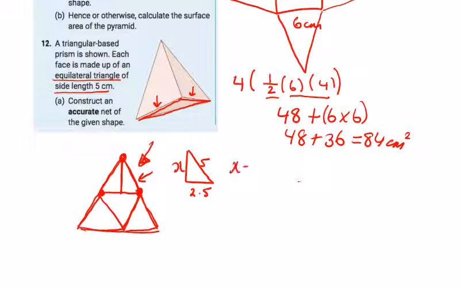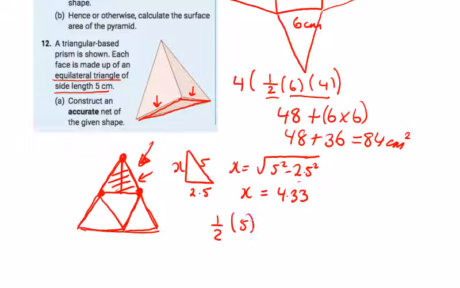So x here, x is equal to the square root of 5 squared minus 2.5 squared. So on the calculator, this works out to be 4.33. So if we wanted to get the area of this triangle, half the base, which is 5, by the perpendicular height, which we've just worked out. And we have 4 of these, so times 4. So that's going to give us, so it's 4 by a half is 2, by 5 is 10, by 4.33 is 43.3 cm squared.